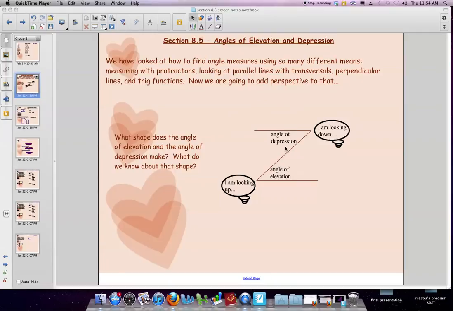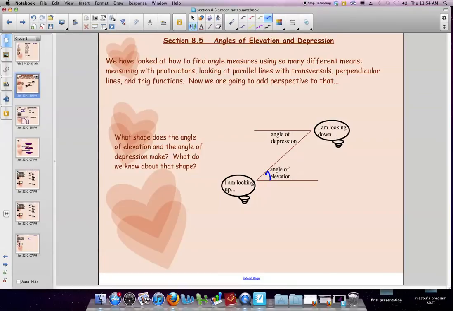We're going to be looking at something called the angle of depression and the angle of elevation today. The angle of elevation would be if somebody or an object of some kind is standing and looking up at a figure, then that would be an angle of elevation. This would be the line of sight, and they would be looking up at something in the distance. That would be an angle of elevation.